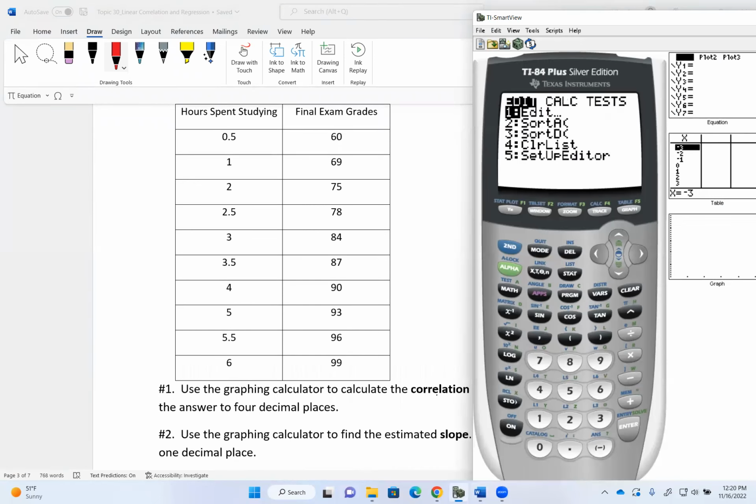So first thing, go to stats, choose edit. Let's enter the hours spent studying under L1. So that's my variable X. So my entire X-axis is about hours of studying. The Y-axis or the L2 will be the grades. Let's go ahead and type those in.